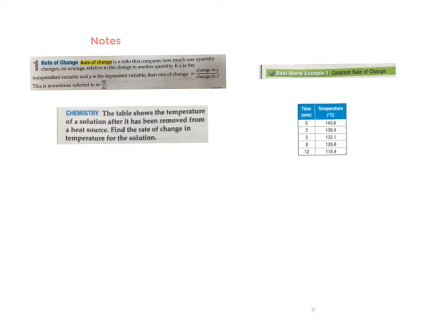So now what we're going to do is find what's called rate of change. And rate of change is simply looking at the y values and subtracting them and then putting that over the x values. So we're looking at the y values over the x values in terms of the change. So let's read our problem.